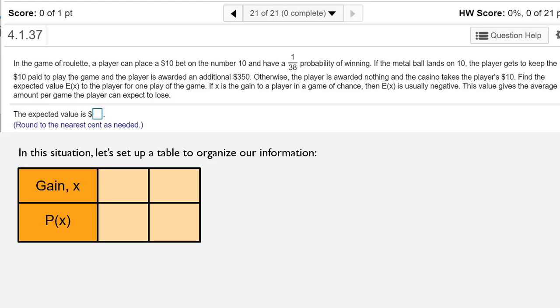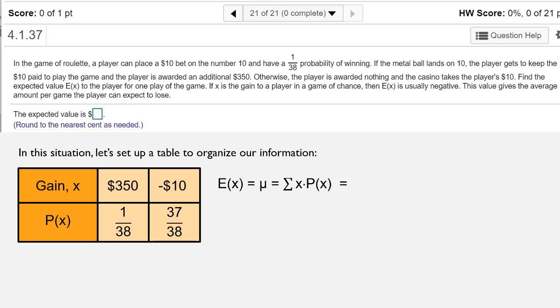So if the player was to win and bet on the number 10 and the number 10 came up, the player's gain is $350 because that's the additional amount of money that the player receives. If the player loses, if the number 10 does not come up, then the player's gain is negative 10. So what's the probability for each one of these to happen? Well, the probability that the number 10 comes up is 1/38, which means the probability that number 10 doesn't come up is 37/38.